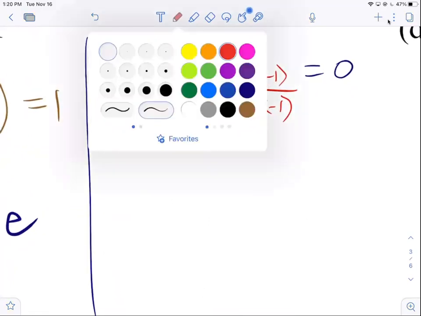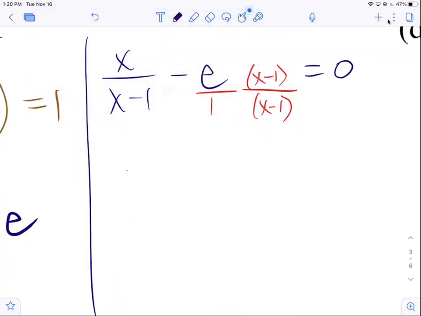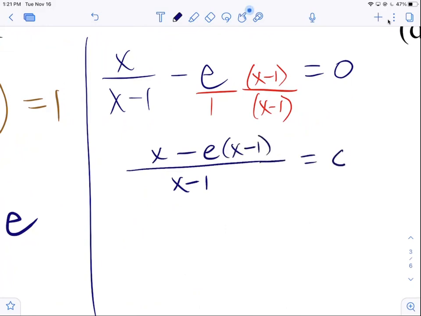And so now I have my common denominator. It's all over x minus 1. And my numerator is x minus E times the quantity x minus 1. And now it's equal to 0. So notice what I've still preserved. I've still preserved the denominator that says, hey, x can't be 1.